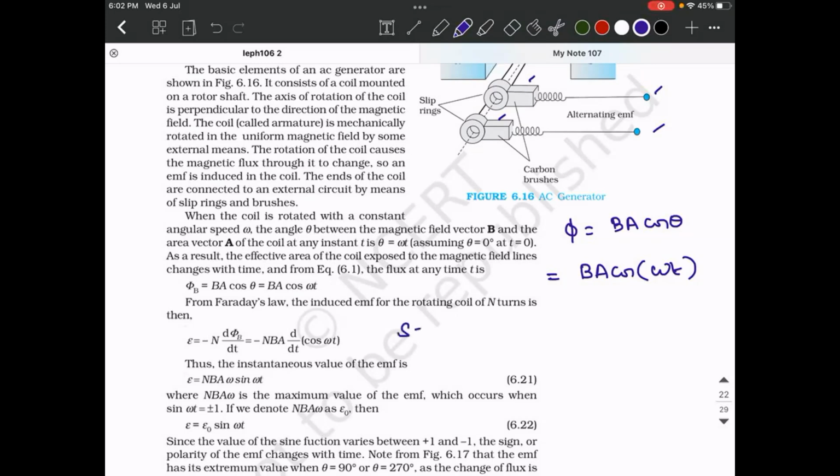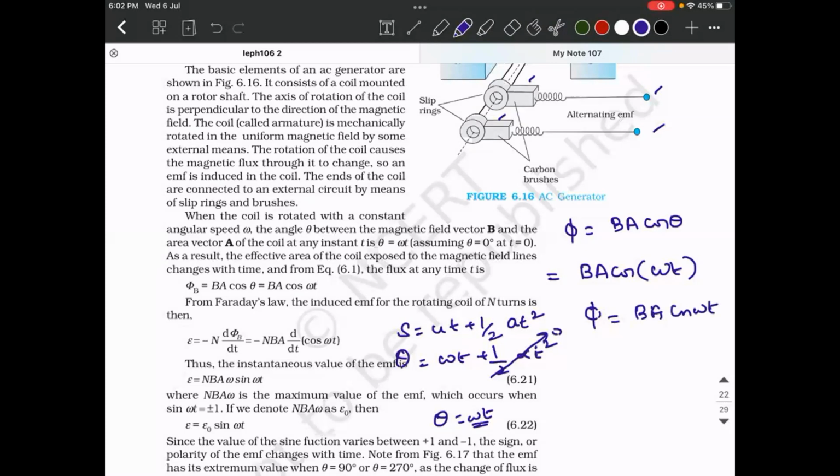Because s is equal to ut plus half at square. Similarly, theta will be equal to omega t plus half alpha t square, where alpha is the angular acceleration. When the coil is revolving with a constant angular velocity, alpha is 0. When I put this as 0, theta will be equal to omega into t. So flux will be equal to BA cos omega t. So when you differentiate this further, I can be more specific.